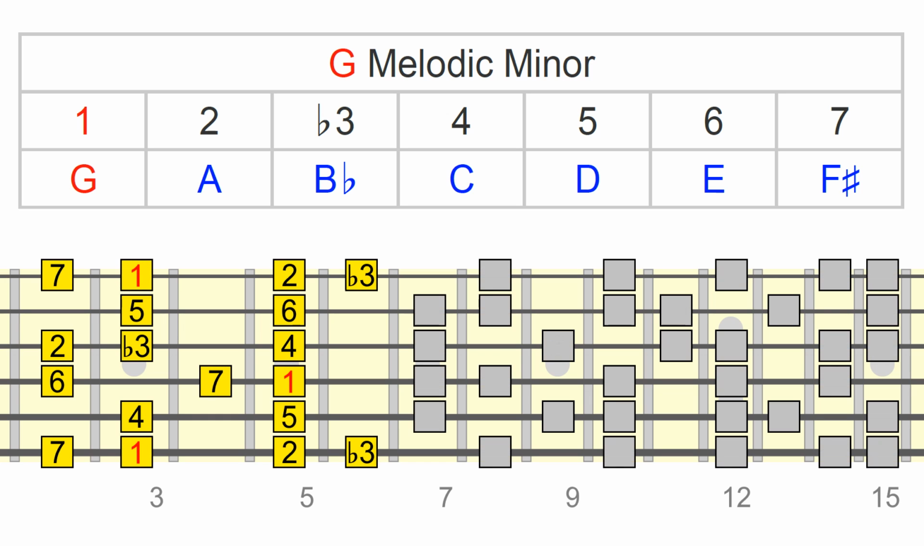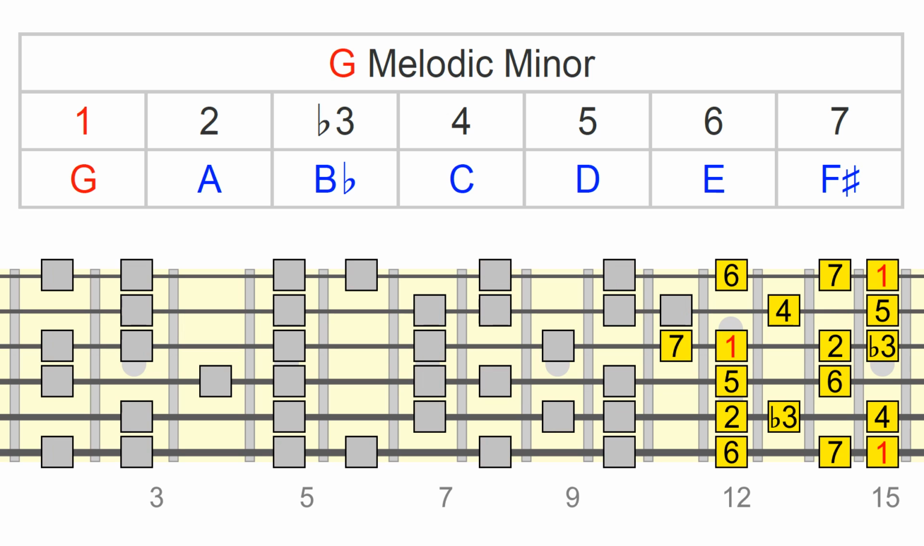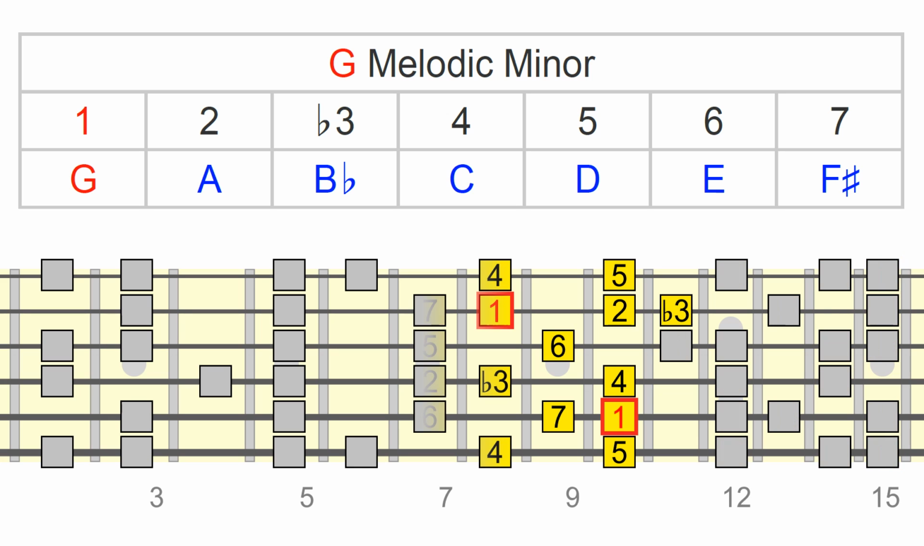We can also divide up the large roadmap into 4 condensed box patterns, which, once memorized, can be used to link up different areas of the neck. When memorizing these patterns, it's useful to identify where the root positions fall within them to help connect them up and find your bearings.